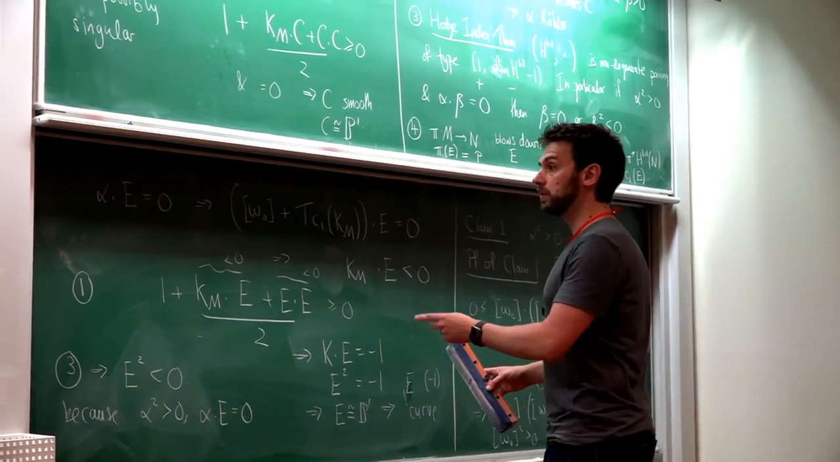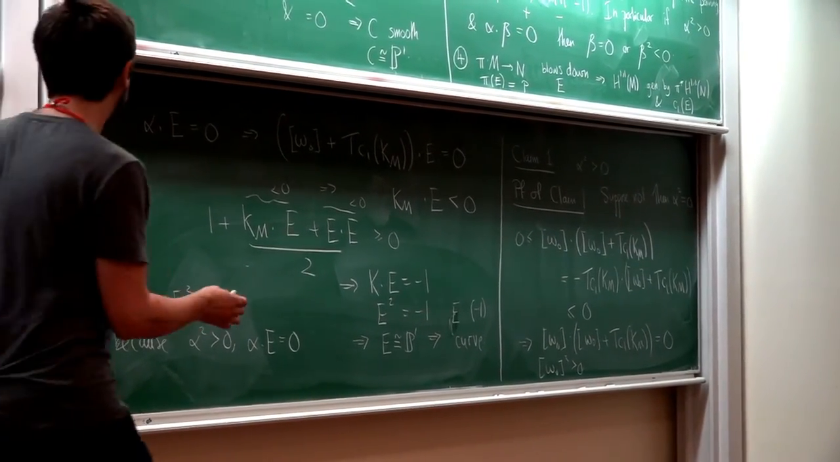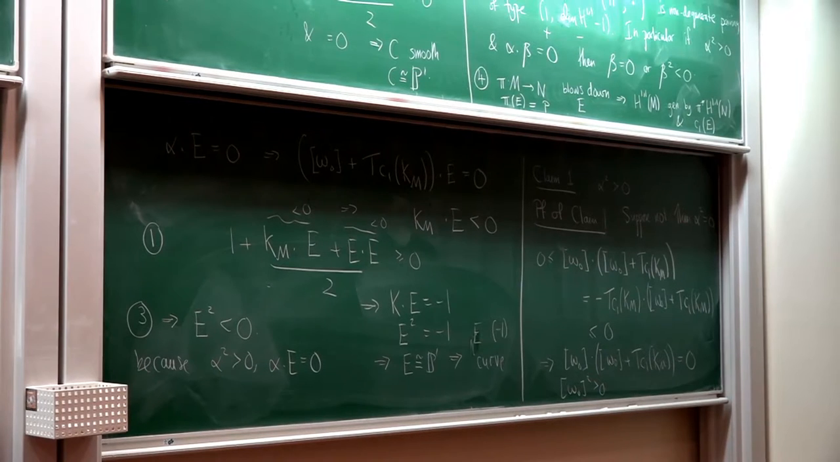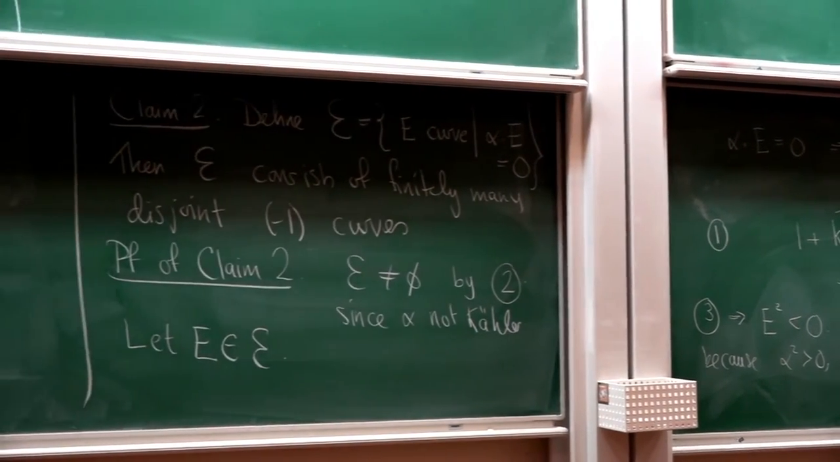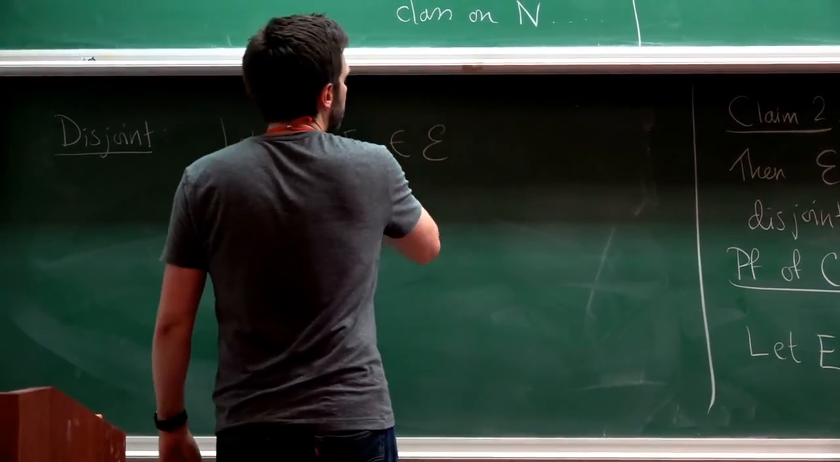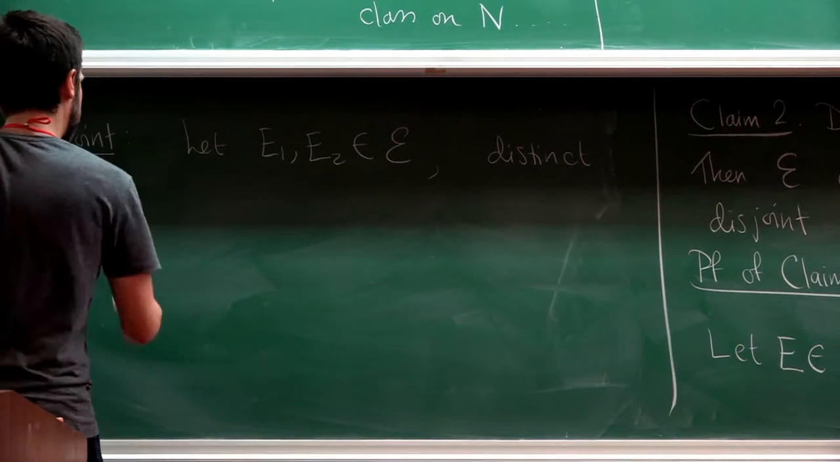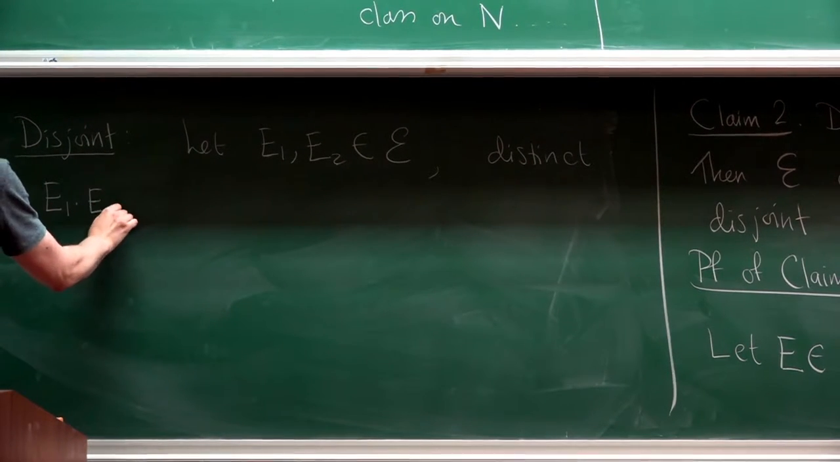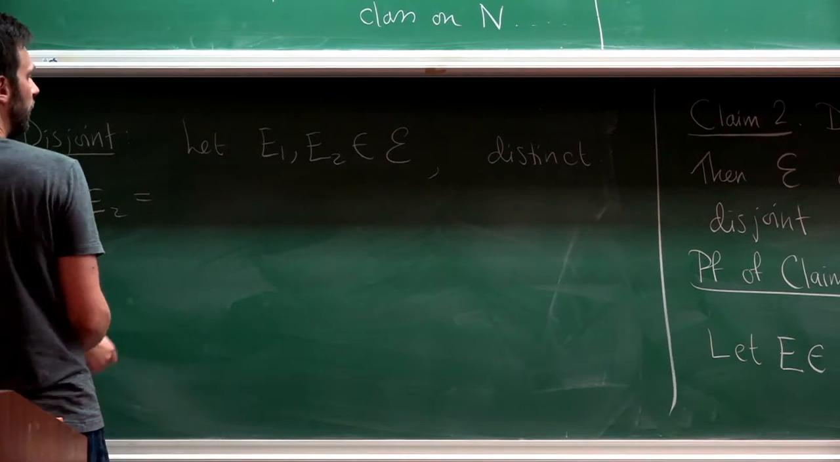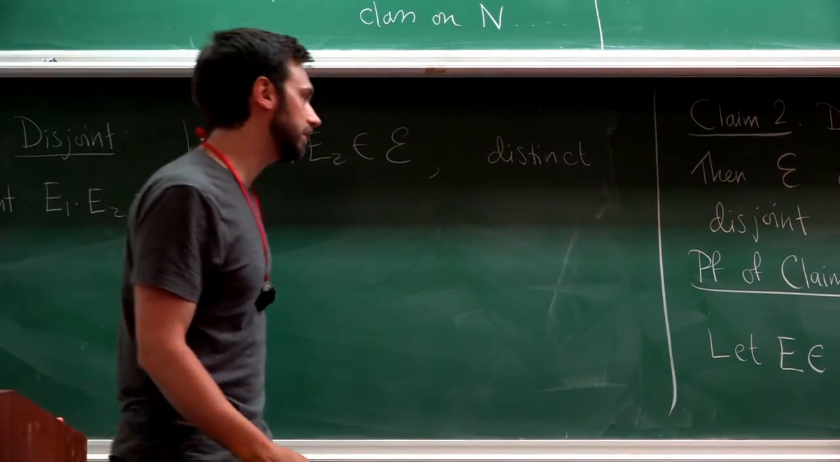So next thing, I know that they consist of minus one curves. I want to show that they're disjoint. Okay, so why are they disjoint? So to show they're disjoint, recall that if you let E1 and E2 be in curly E, and let's assume they're distinct, so they're not the same. So why don't they intersect? So E1 dot E2 is, as I mentioned last time, the number of intersection points. So I want to show that this intersection number is zero, and that will say that they're disjoint.